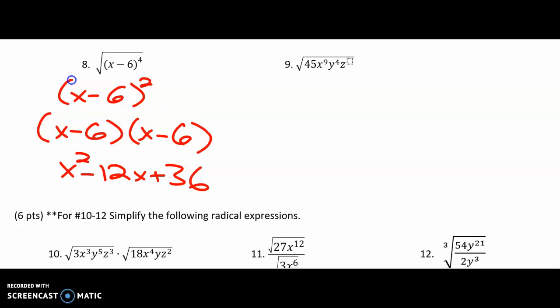So what we have to do is figure out something that goes into 45. What goes into 45 that is a perfect square is 9. 9 times 5 is 45. So the square root of 9 is 3. The square root of 5, I have no idea, so I leave it.